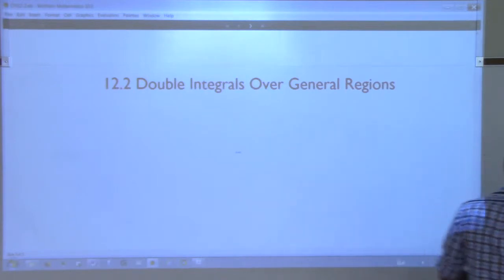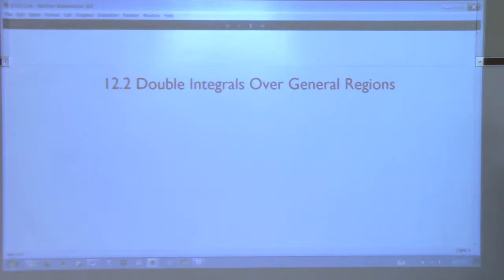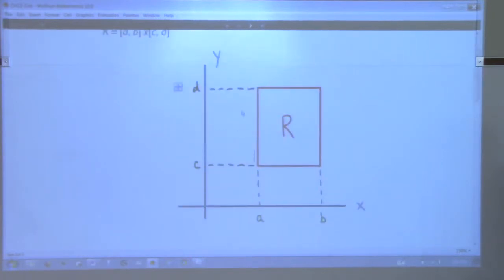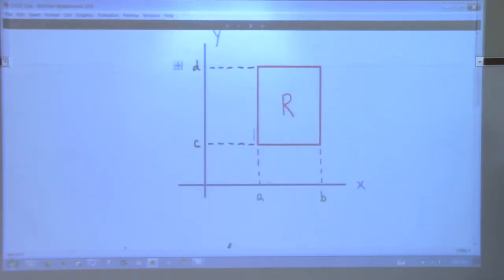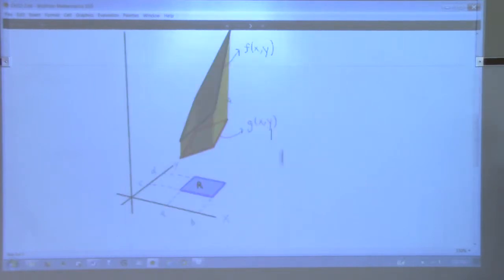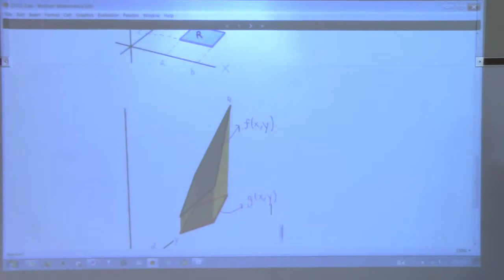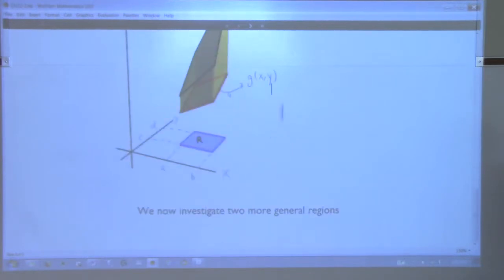All right, so what about double integrals over general regions? We're now going to look at the same concept, but this time the region is no longer a rectangle. So that's what we've done already. A to B, C to D, everything was beautiful. We know how to do those. We now investigate two more types of regions.